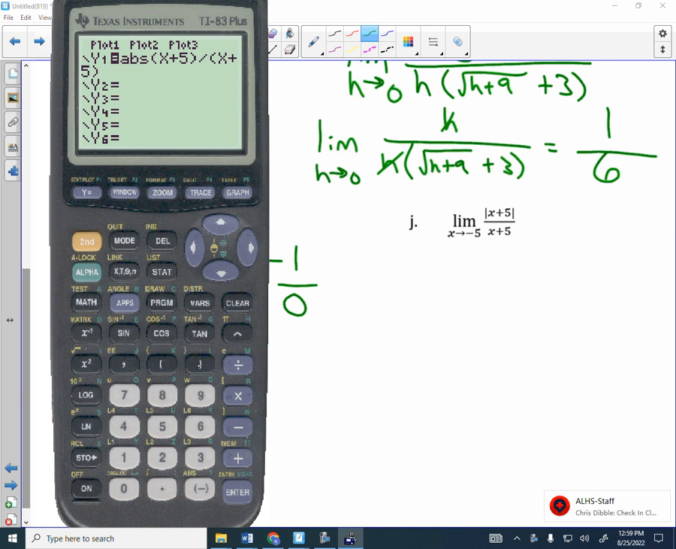First of all, you need to be in y equals. Second of all, if you have the absolute value symbol, then you don't need parentheses. It uses the absolute value as parentheses.